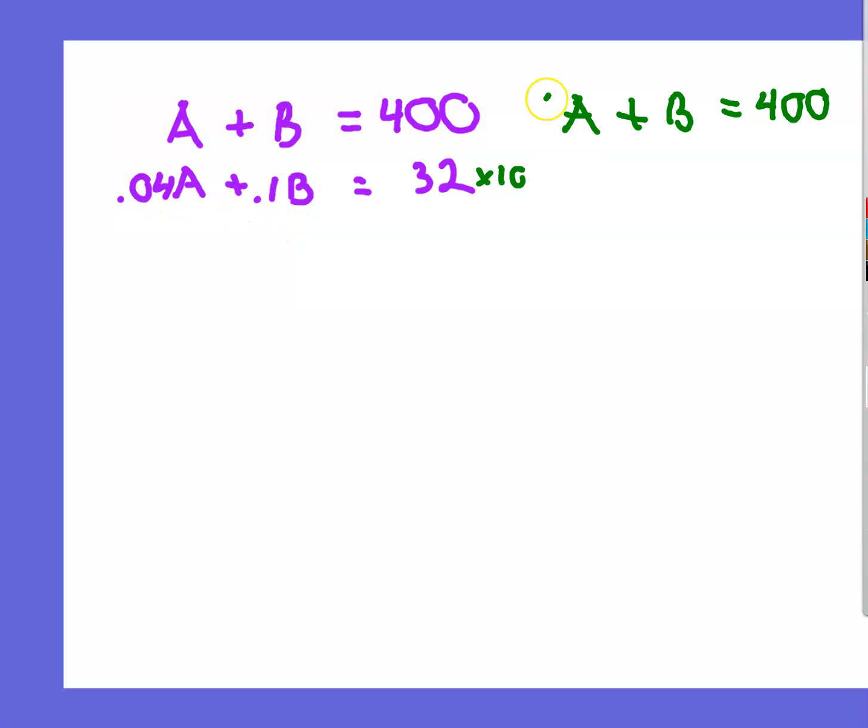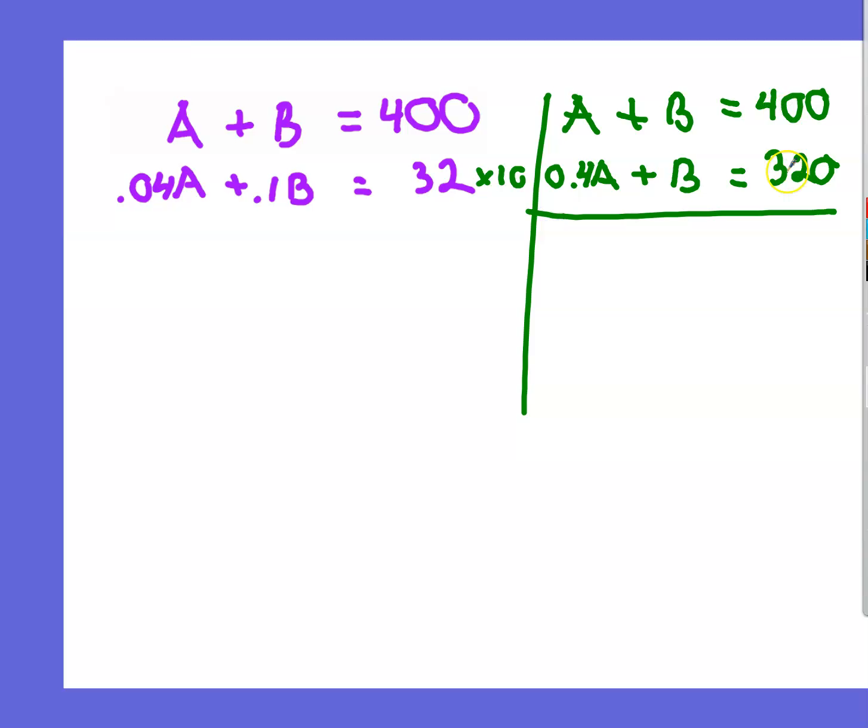That's going to give me 0.4A and 1B equals 320. Well, now you may be seeing what's happening here. These B's have the same number on them, 1, and so when I subtract them, the B's are going to cancel out. So let's do that. 400 minus 320, that's 80. And 1A minus 0.4A is 0.6A.